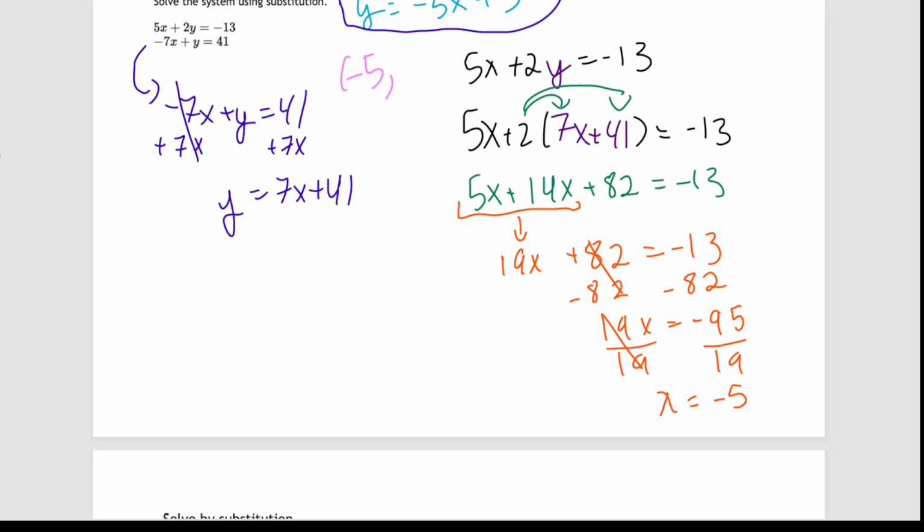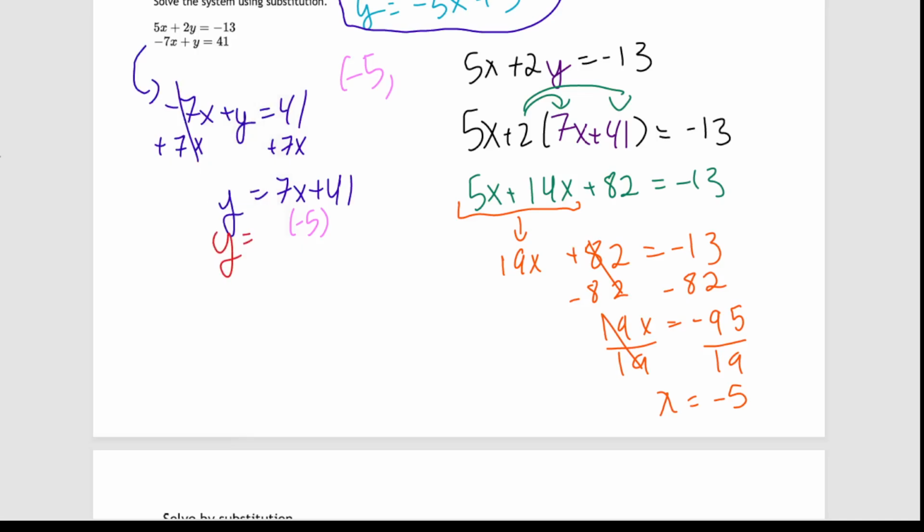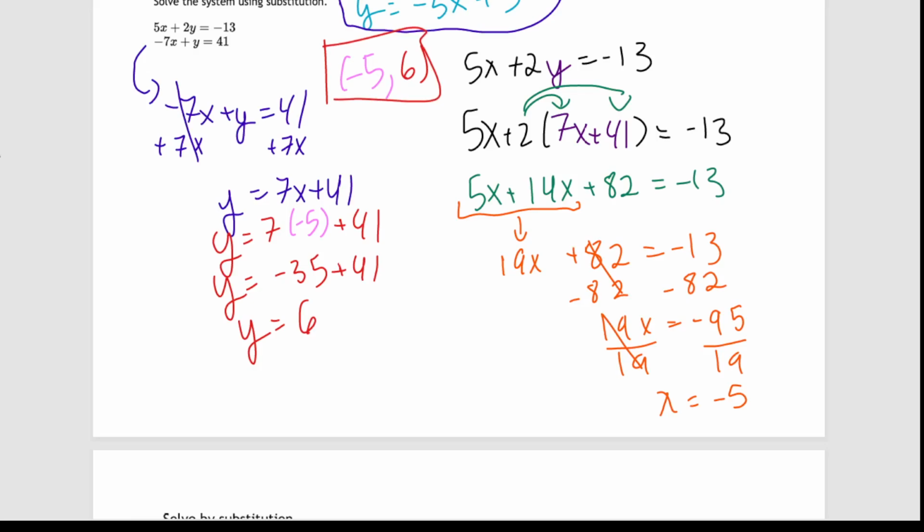But we're not quite done yet, because we then also need to find y. So I'm going to choose to resubstitute into my original equation where I had found y. So y is equal to 7 times -5 plus 41. 7 times -5 gets us -35. -35 plus 41 is going to get us 6. So we get that the y coordinate is +6.